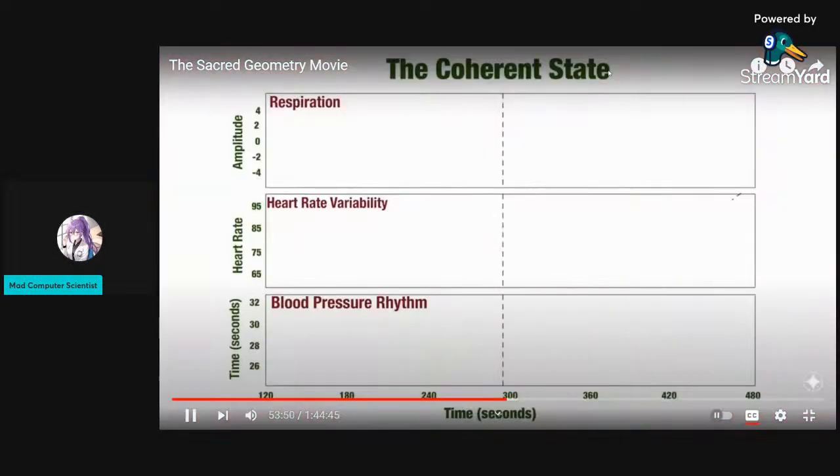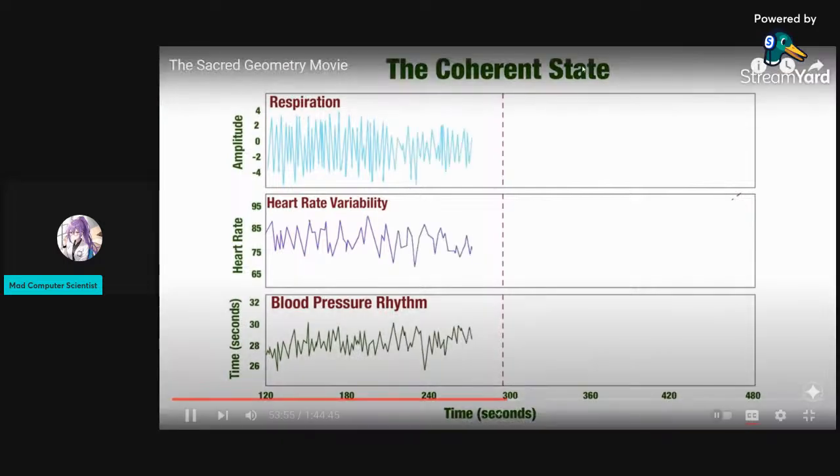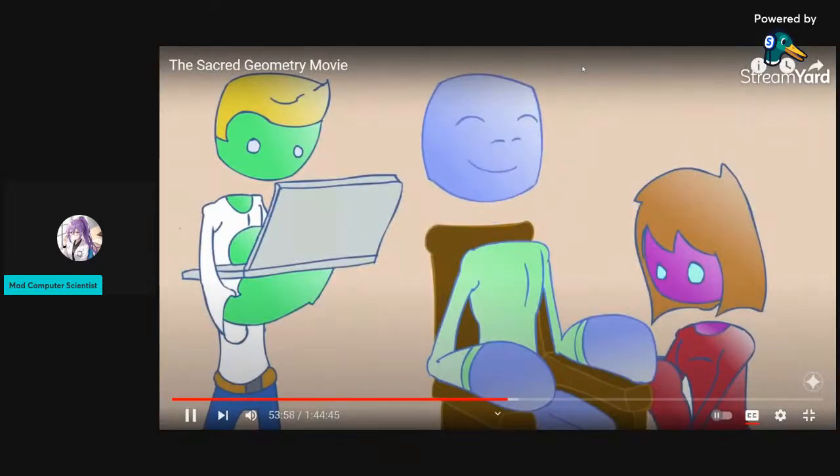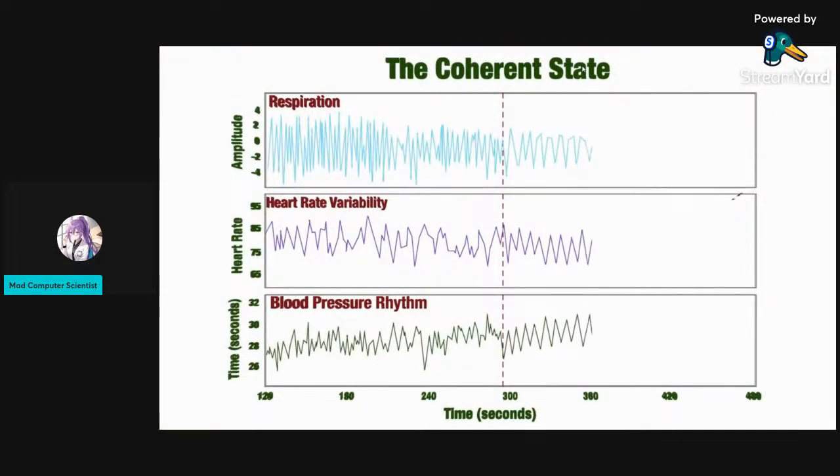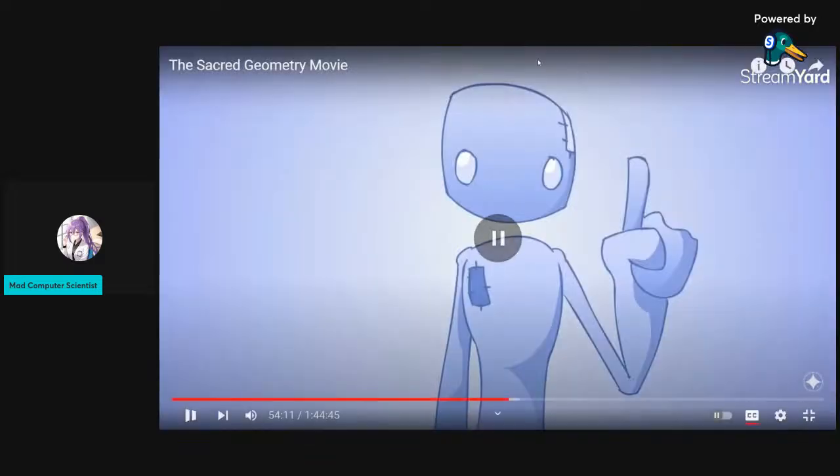300 seconds, they measured the respiration, heart rate variability, and blood pressure rhythm. After this time, the individual on the scanners did a technique on himself which they have dubbed the HeartMath Quick Coherence Technique, which activated a feeling of love and appreciation. Instantly, all 3 of the rhythms came into entrainment and harmony with each other, and stayed in harmony for the remainder of the experiment. And that is a good thing or a bad thing.